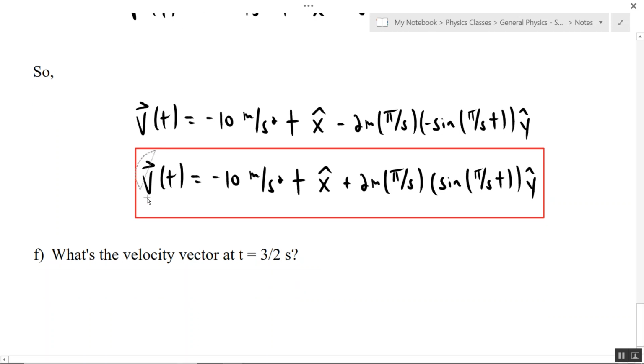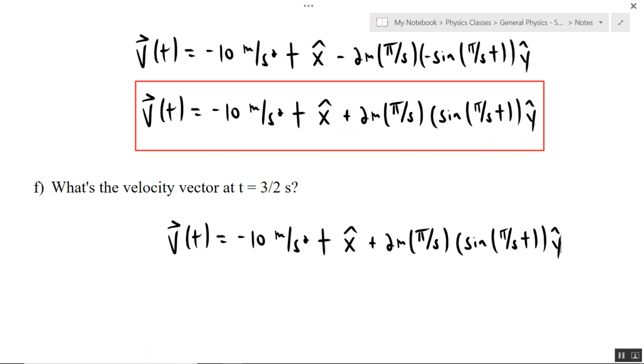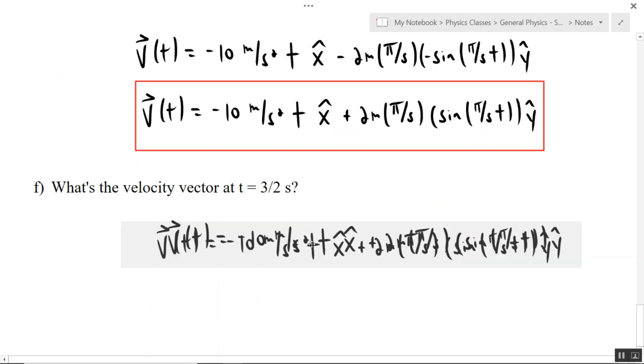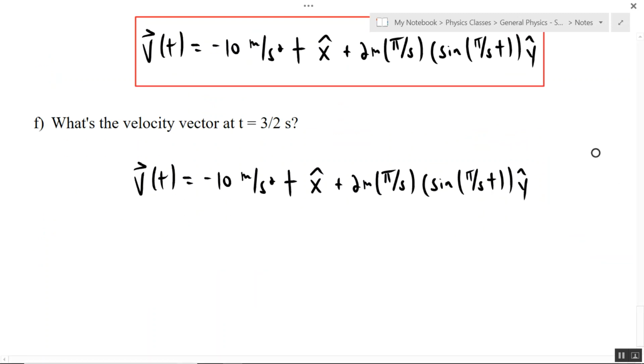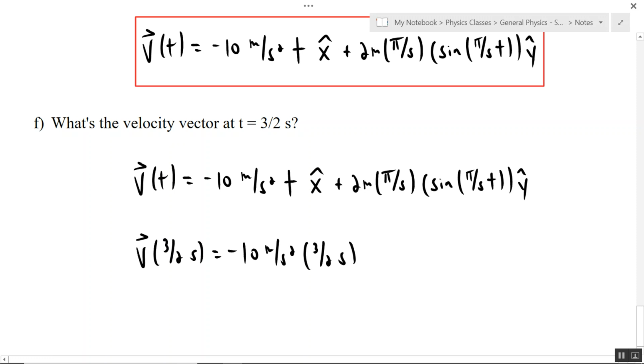So this is the general velocity vector here. I'm just going to copy it down. So you just plug in t equals 3/2, right? And you see what you get. That's the x part of it, which we'll figure out in a second.